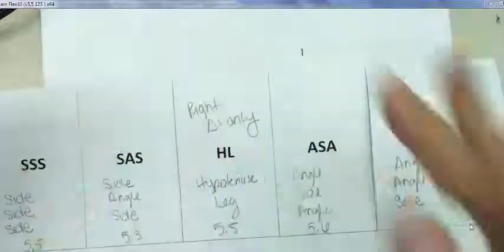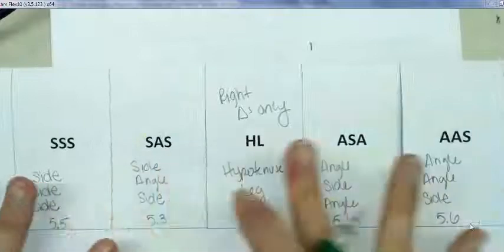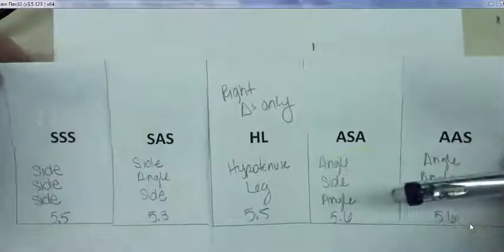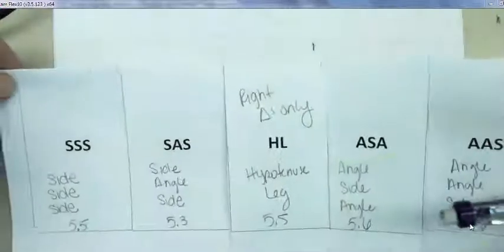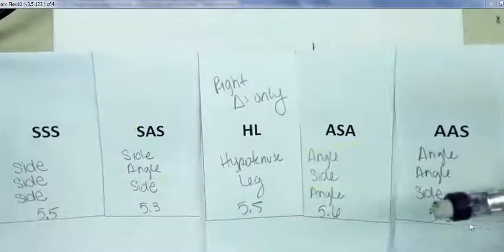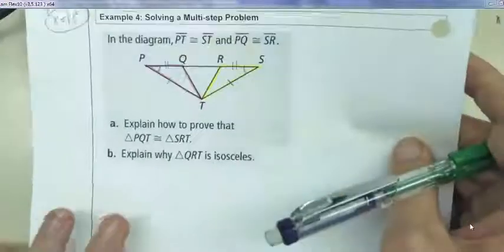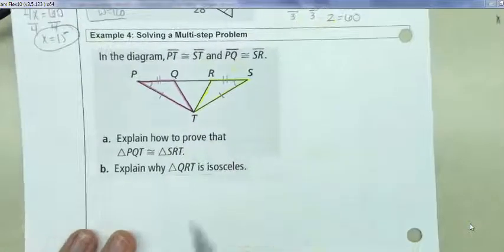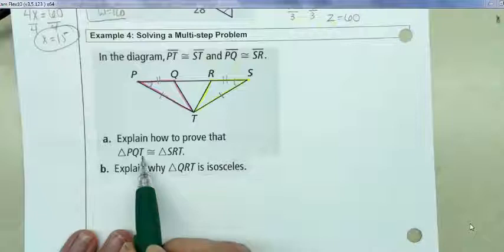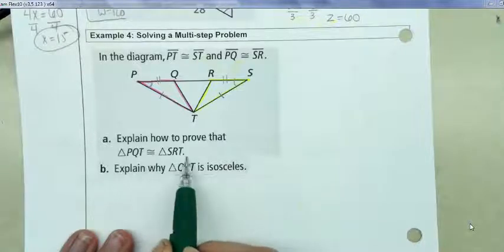Okay. We're going to apply all of these in class. We're going to do lots and lots of practice. You're going to get a handout in class. But let's go back and finish our last example using one or maybe two of these. So back to our last example, which was example 4. Explain how to prove that triangle PQT is congruent to triangle SRT.